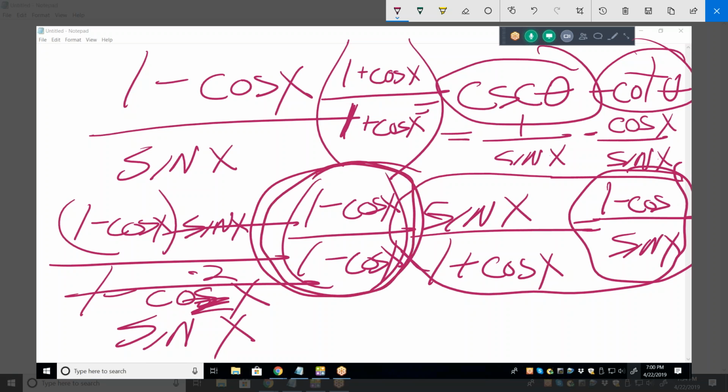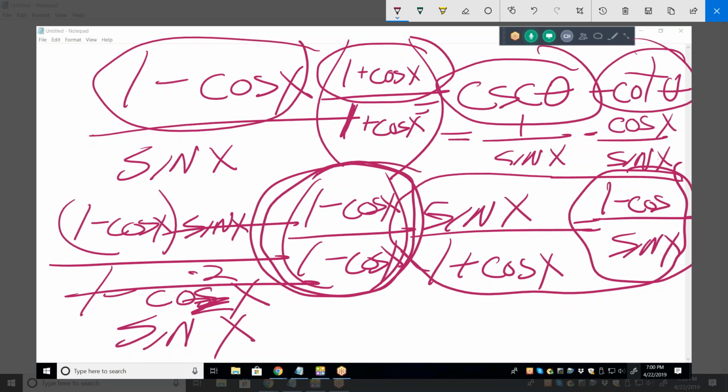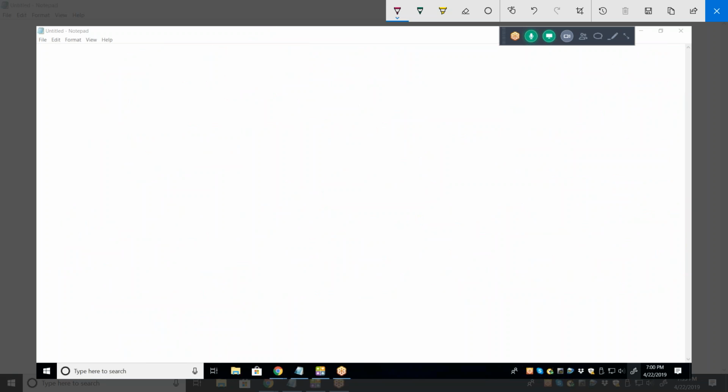You're going to want to use that a lot, where you multiply by the conjugate, because that turns this into something that is far more workable. It turns it into 1 minus cosine squared, which turns into sine squared. So I've taken these two terms and turned it into one term merely by multiplying by the conjugate on top and bottom. So remember that trick. That's one of the primary tricks that you're going to use on some of these.